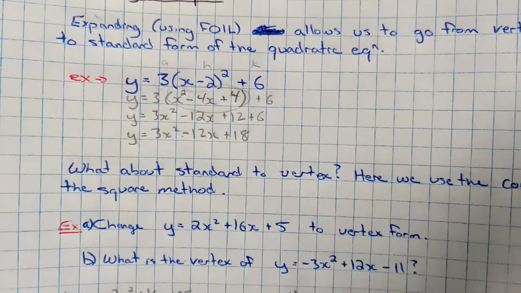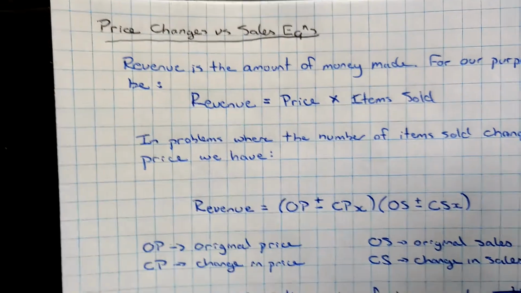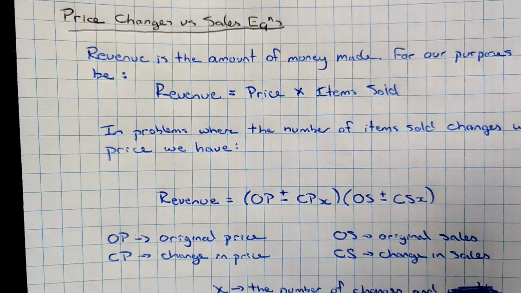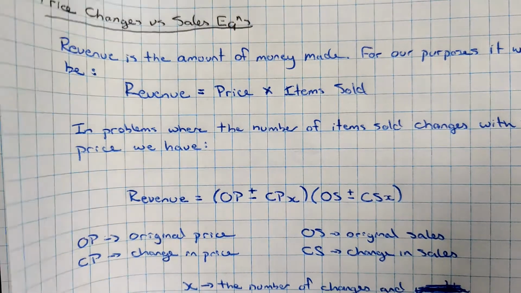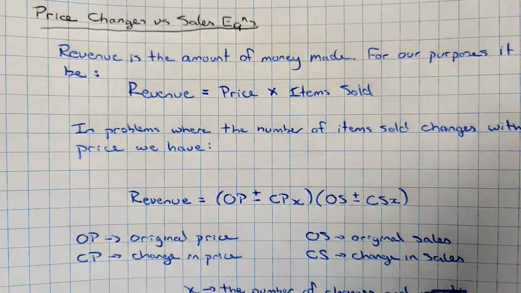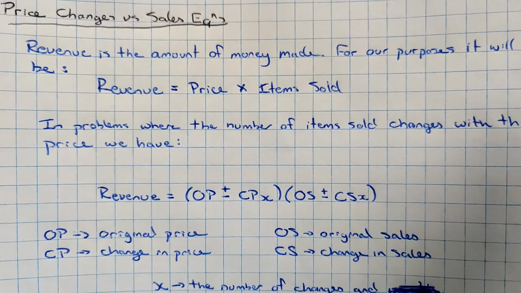Now, during this unit, you're going to get some questions that will discuss creating equations for price change versus sales. So as we change the price of something, the amount of money made will change, or the amount of items sold will change as the price changes. So a couple concepts to go over. First, the term revenue. Whenever you hear the term revenue, that is the amount of money being made. So that's how much money you're taking in.